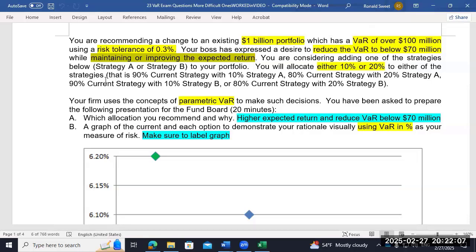Really, I'd like it below 70 million for some reason, but I don't want you to kill return. Well, that's a big order. I want the same or higher return with lower risk. Well, you always want that. So how can you do that?